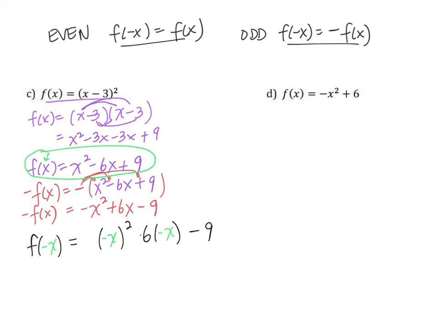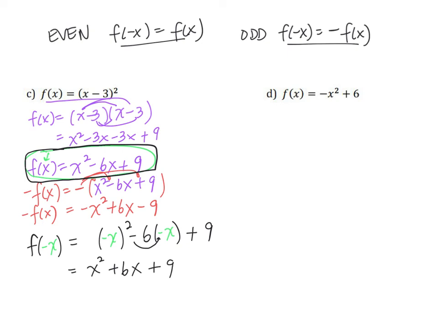I'm not sure why I have all these mistakes today. Apologies. I'm putting this into my original function. So it should be x squared minus 6x plus 9, except I'm substituting in a negative x there. So when I simplify, what do I get? Well, negative times negative becomes positive x squared. Negative 6 times negative x is positive 6x, and then this is plus 9.